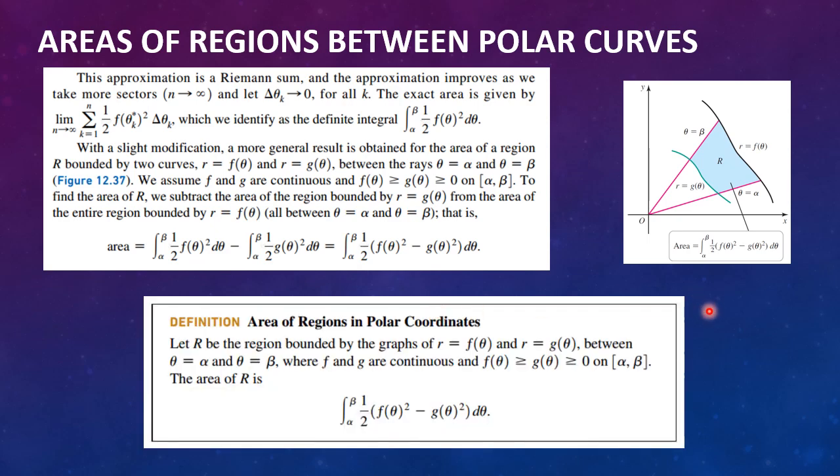Which leads us to the area of regions in polar coordinates. If we're just looking for the area under a region and not between curves, notice the second function, g of theta squared, goes away. You can read through this definition, but this gives us a general form. And of course, again, if we're not looking for the area between curves, the second function goes away.